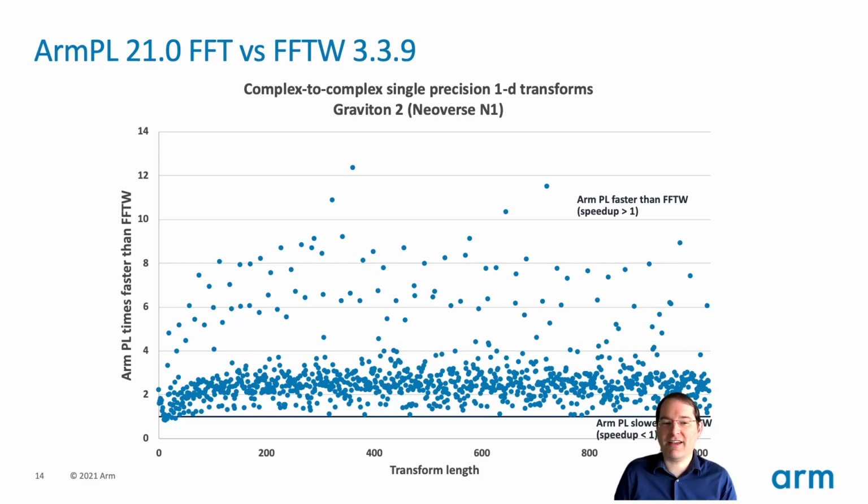What we can see in this graph is dots above the line are cases where ARM Performance Libraries is faster than FFTW, and dots below the line are where FFTW is faster. So typically, apart from some very small cases, you can see an advantage for ARM Performance Libraries on the Graviton 2 processors here. And these are just one-dimensional profiles. If we go into 2 and 3 dimensions, you'll see that this performance advantage typically extends further.